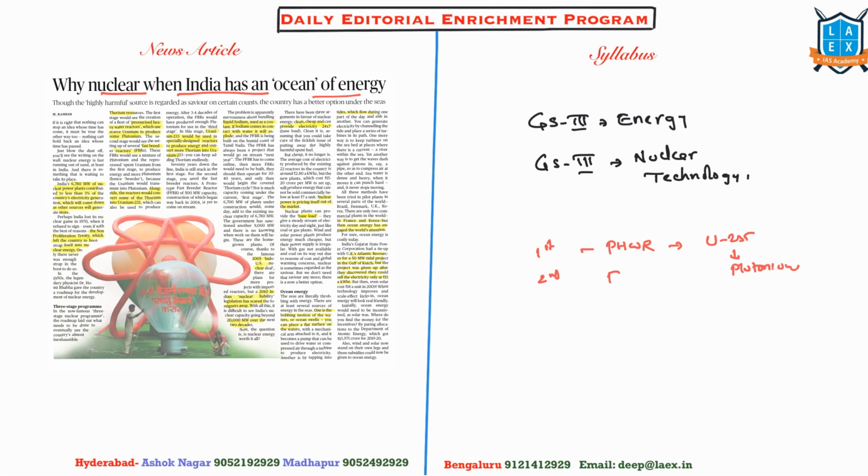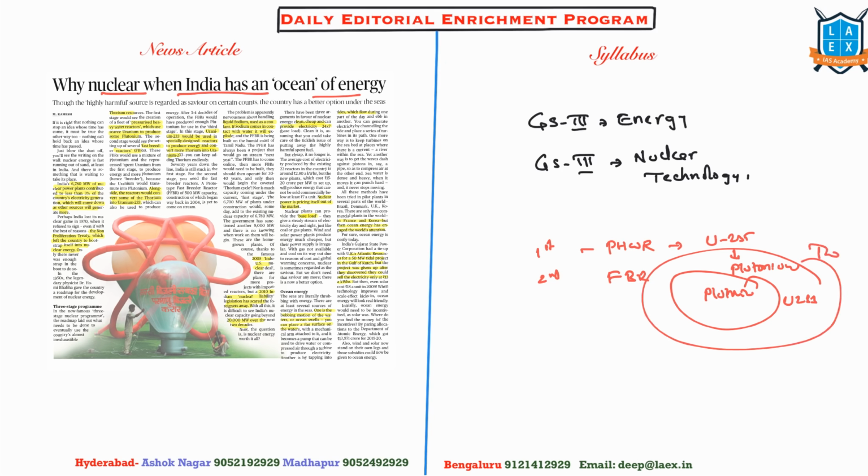In the second stage, we have fast breeder reactors. We keep plutonium, and then outside this you keep U-233 and then thorium. So the fast breeder reactor produces more plutonium from the thorium, and then it can be used in the next level. This thorium is converted into U-233, and this thorium also gives plutonium. It produces more fuel than it consumes. That's why it is called a breeder reactor.